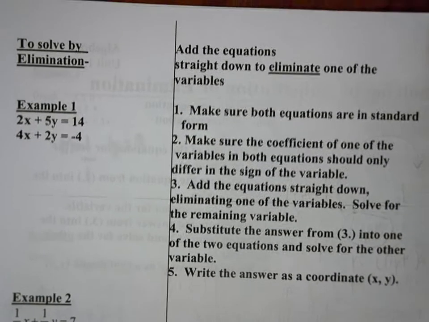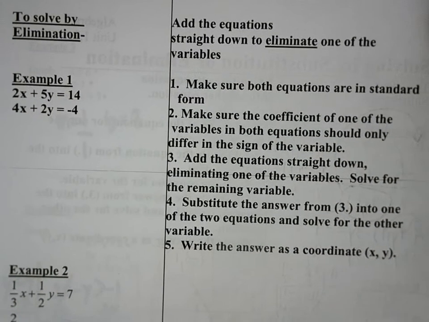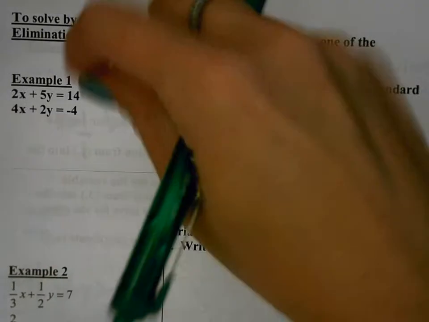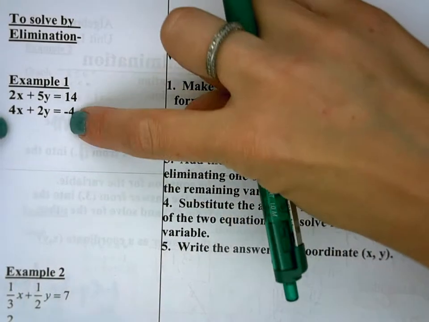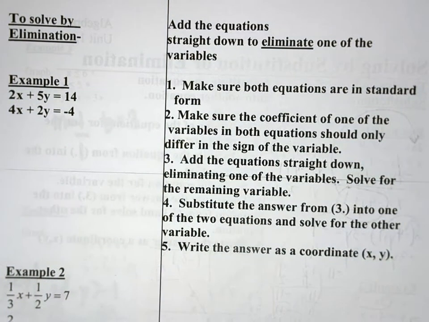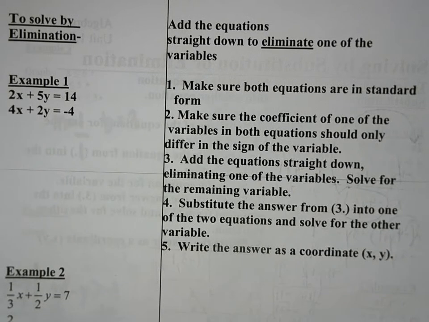And when you're using the elimination method, you are trying to make it so that when you add the two equations together, it eliminates a variable. Okay? Yes, McKenna.